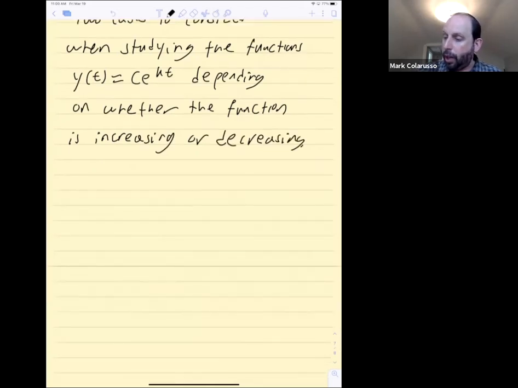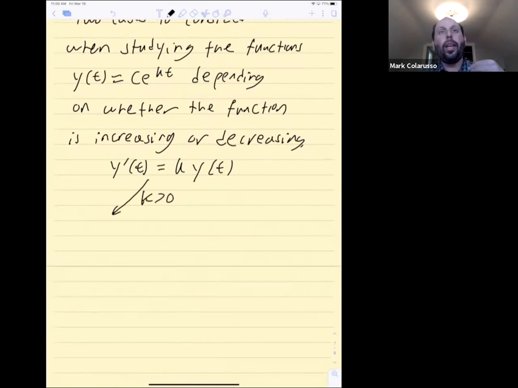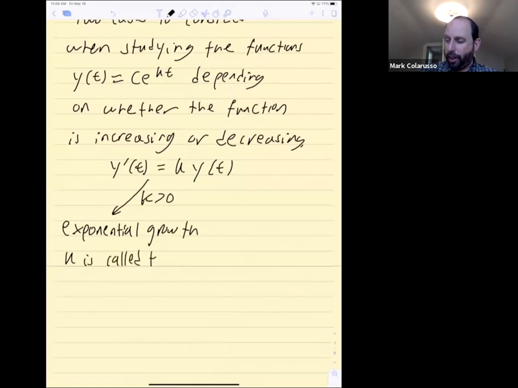Okay, so you have this equation y prime of t equals k times y of t. So in one case, if k is positive, that means that this quantity y is growing at an amount proportional to the amount present at a given time t. That's like the bacteria situation. So this is exponential growth. And this k is called the growth constant.